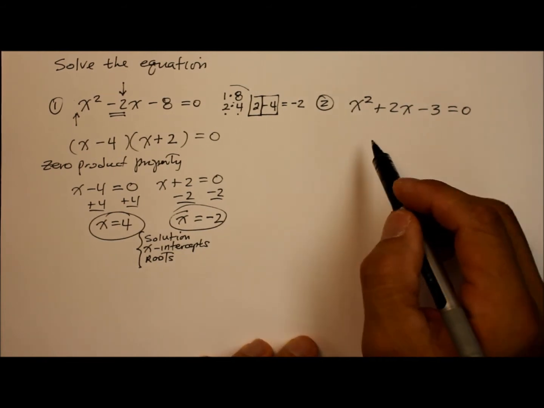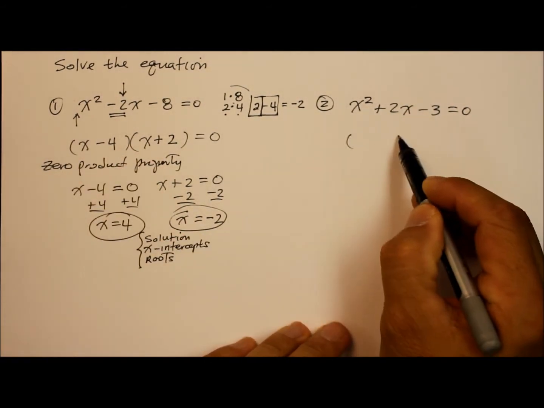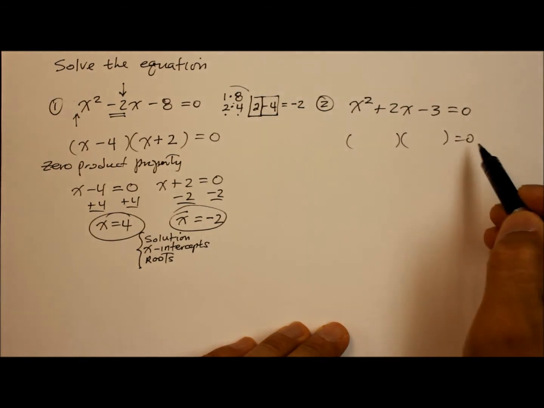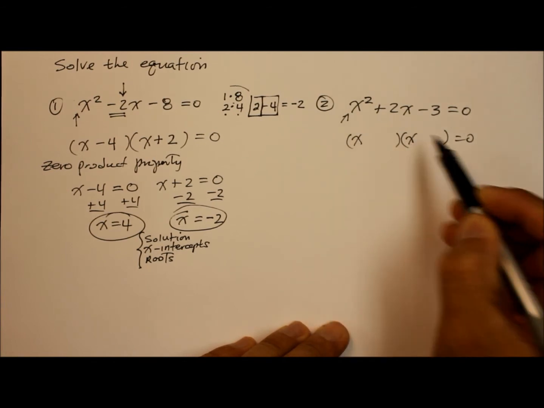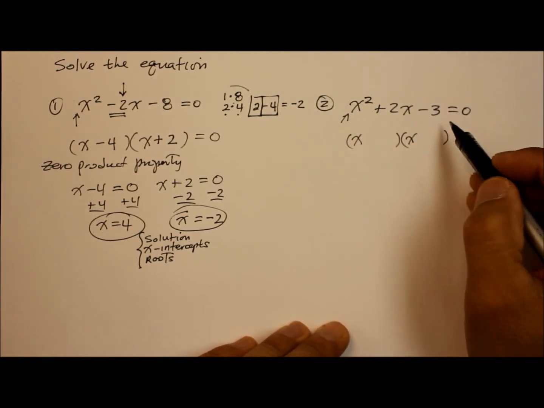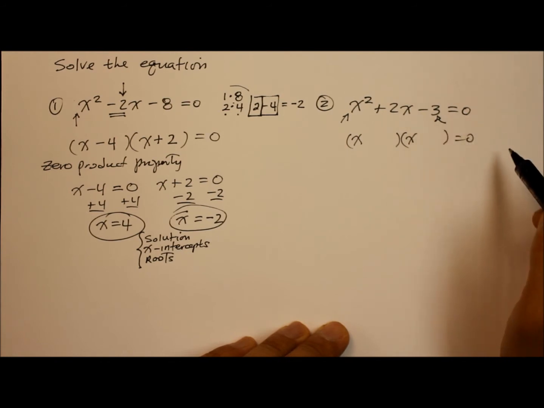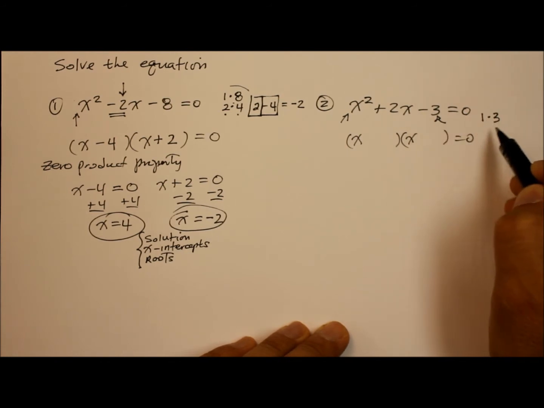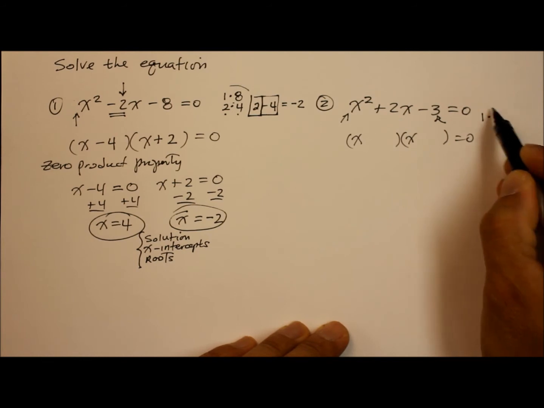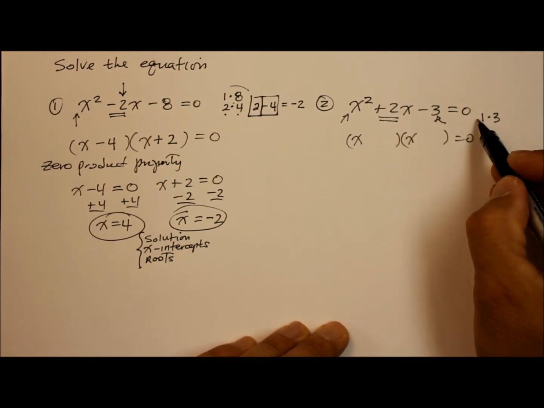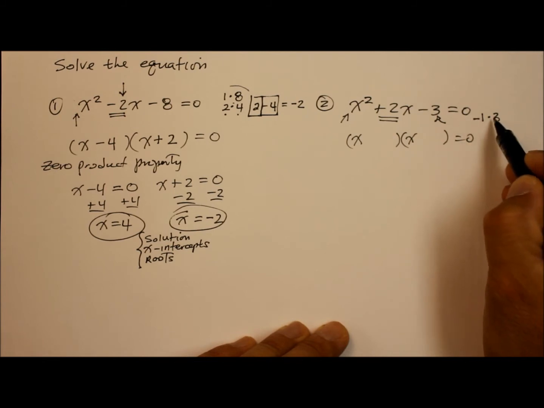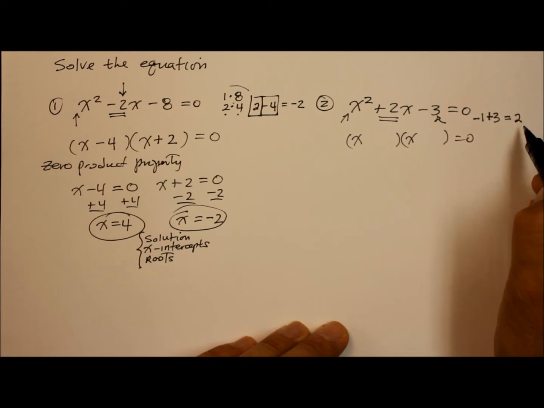Okay, so you said, all right, just like before, I will draw the parentheses. And then I'm going to ask myself, what times what is an x squared? x and x. Then what are the multiples that could possibly become 3? Well, that's 1 and 3, and that's the only choice this time. And what can I do with these multiples to get a positive 2? Well, in this case, the 1 has to be negative and the 3 has to be positive. So when you add them together, you get a 2.